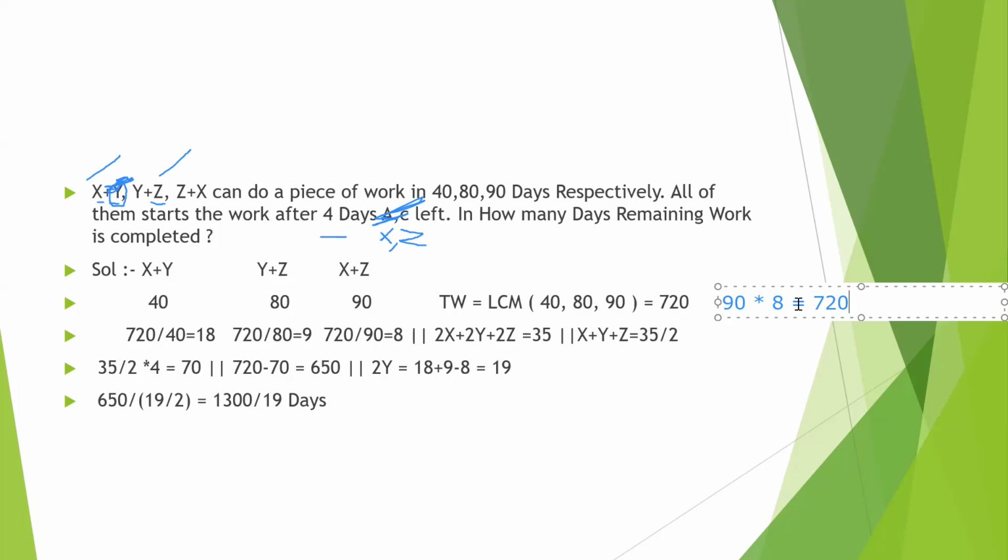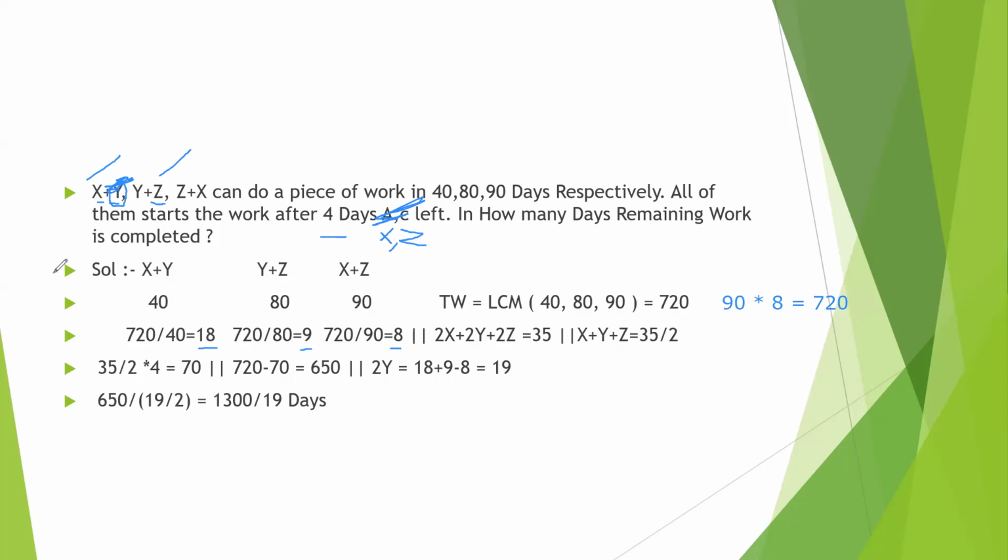So now let's calculate the combination of individual works per day. Then x plus y can do 18 units per day, y plus z can do 9 units per day, and x plus z can do 8 units per day. Now, here what they gave: x plus y can do 18 units in 1 day, y plus z can do 9 units per day, and x plus z can do 8 units per day.